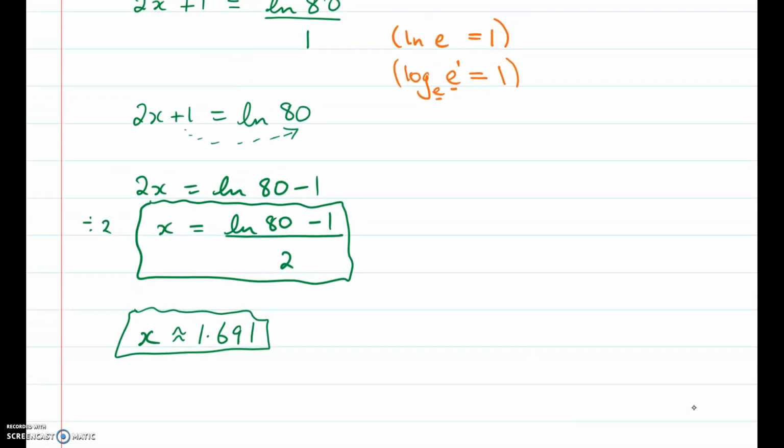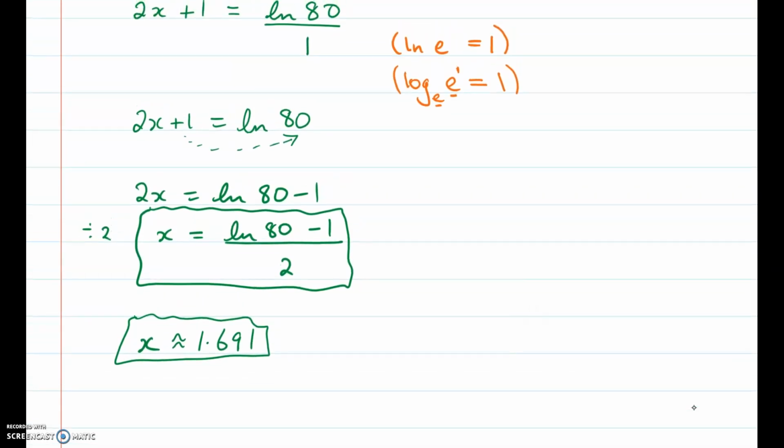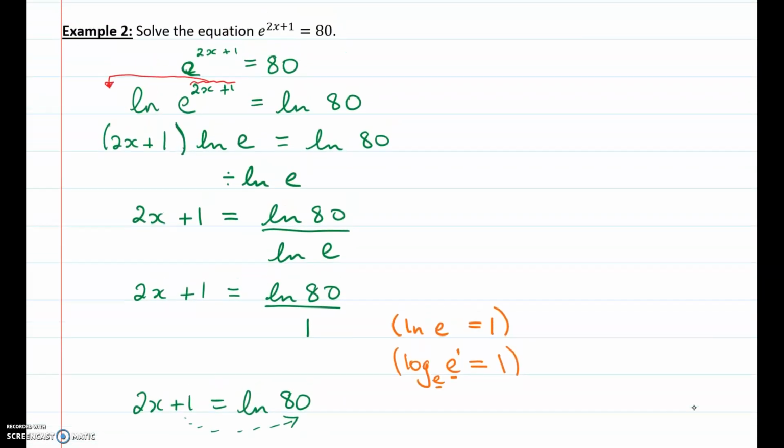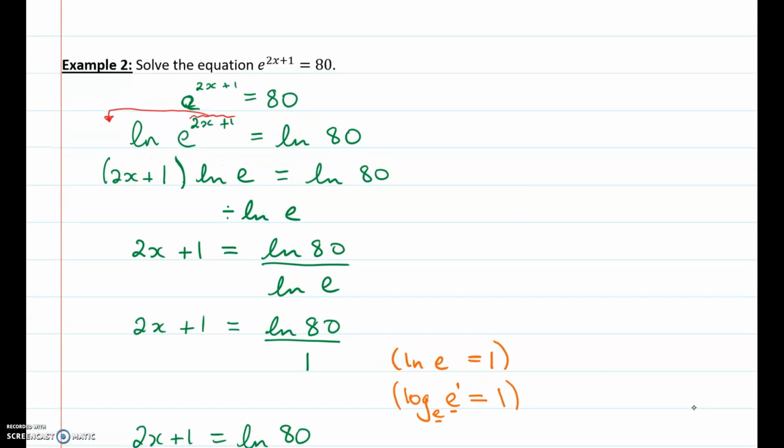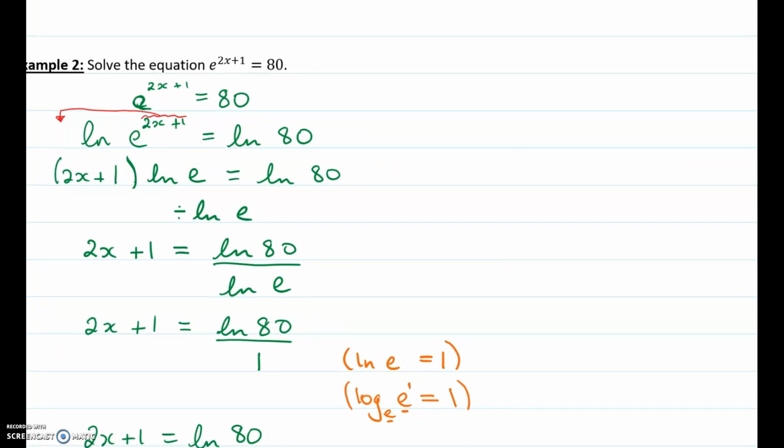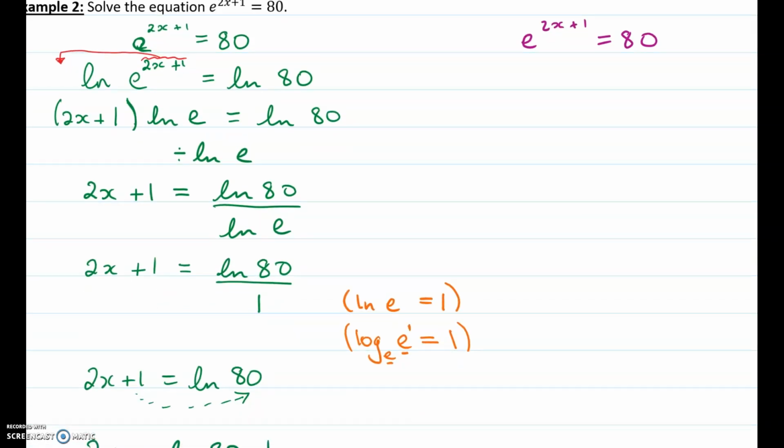Okay. Now that's a very long way of doing it. It's correct, it's mathematically correct, and it shows all the steps. But is there anything that we can do that makes this a little bit quicker? So let's try again. So we have e to the power of 2x plus 1 equals 80. Well, what you can do in a case like that is you can skip right down to this step here.